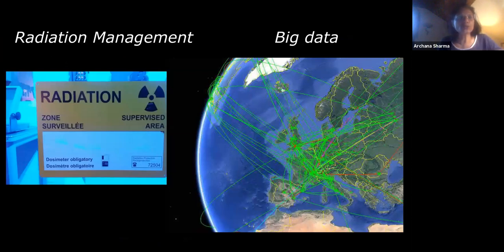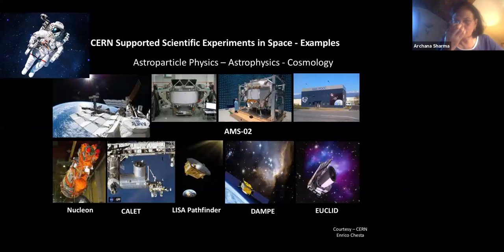So this is just to show you some part of how radiation management itself, which means, you know, waste management or radioactive waste management, movement of radiation, and so on, gets a big impetus from the big data handling and also the algorithms that have been coming out from our experiments.